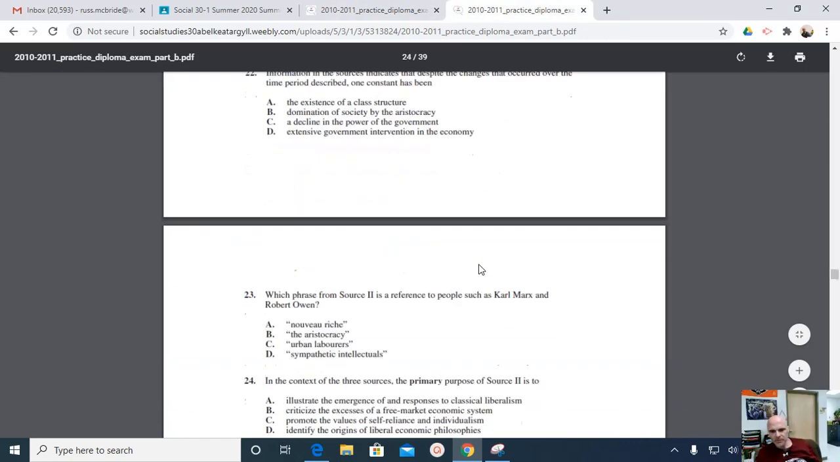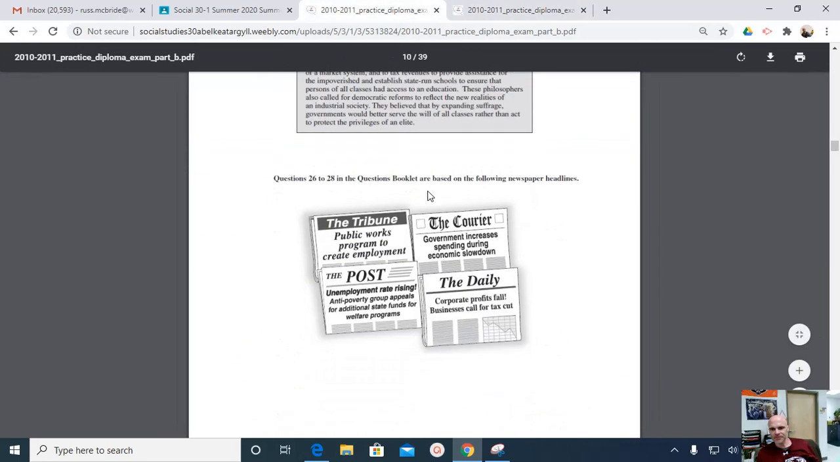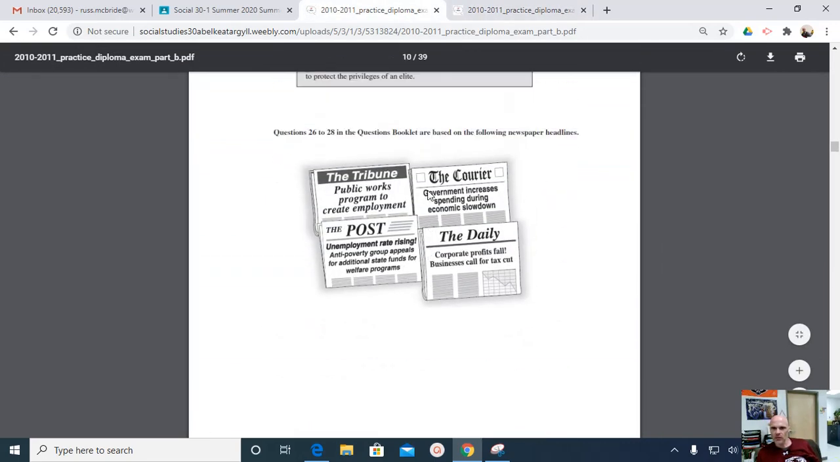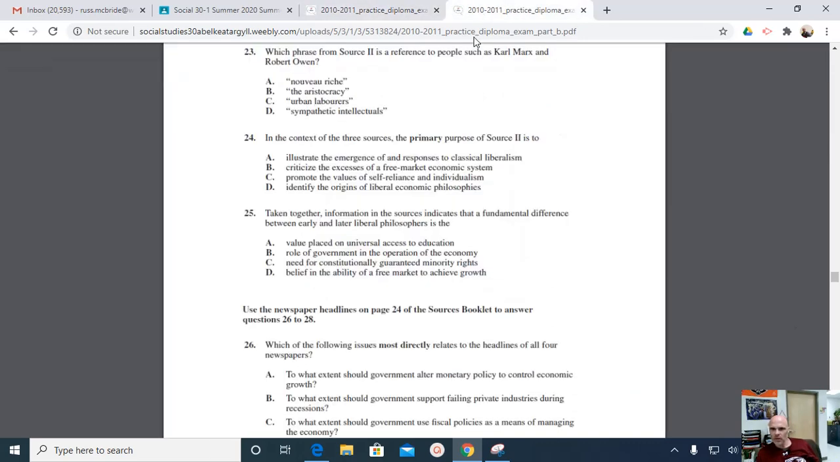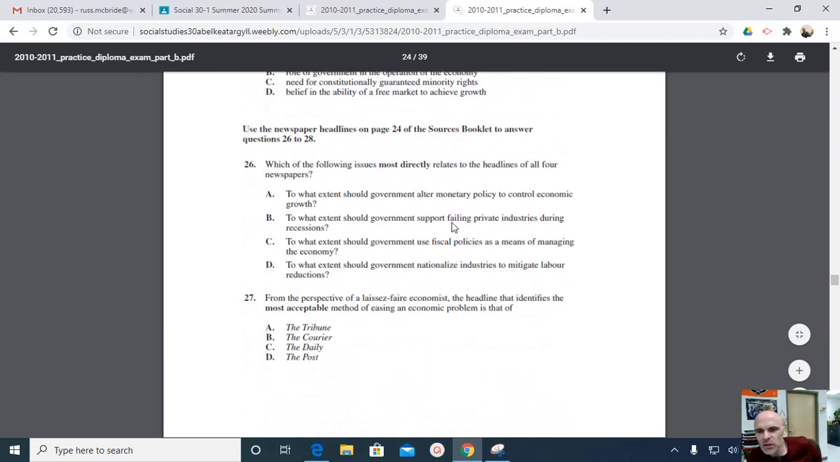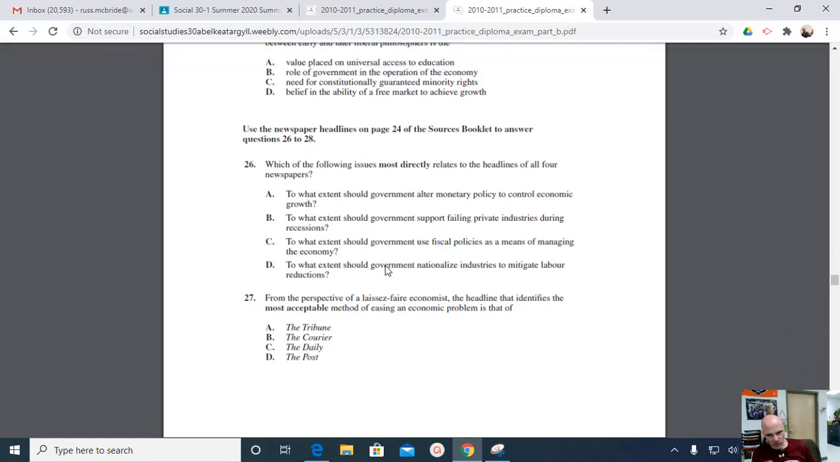All right, so let's see what comes next. 26 to 28. Which of the following issues most directly relates to the headlines of all four newspapers? To what extent should government alter monetary policy to control economic growth? To what extent should government support failing private industries during recessions? To what extent should government use fiscal policies? To what extent should government nationalize? So we could go back and try to match them one at a time.